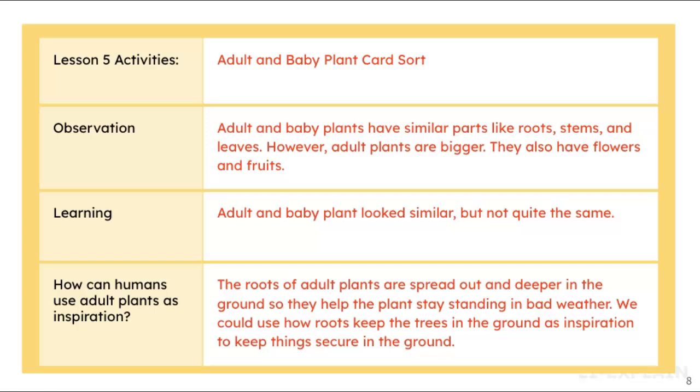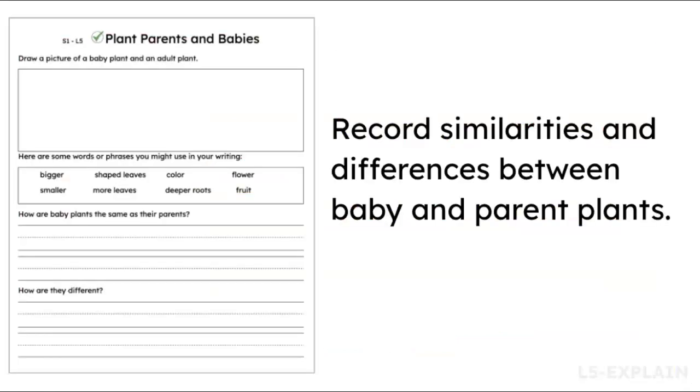From the discussion, students should understand that because the roots of adult plants are spread out and deeper in the ground, they can serve as inspiration to humans in how to keep things secure in the ground. You'll provide students with the Plant Parents and Babies Student Journal page. Students will record how baby plants are similar and different from their parents.